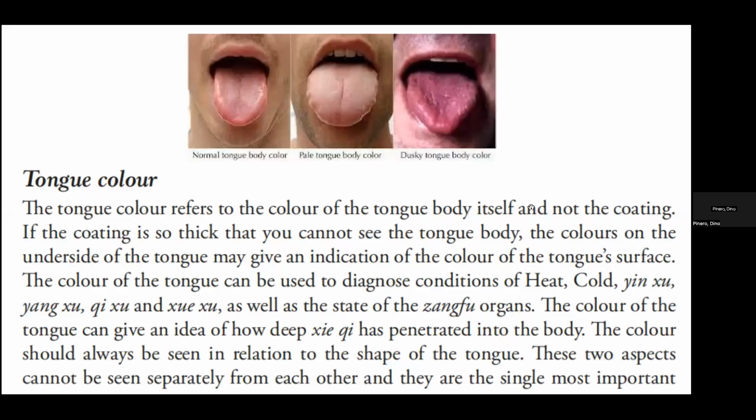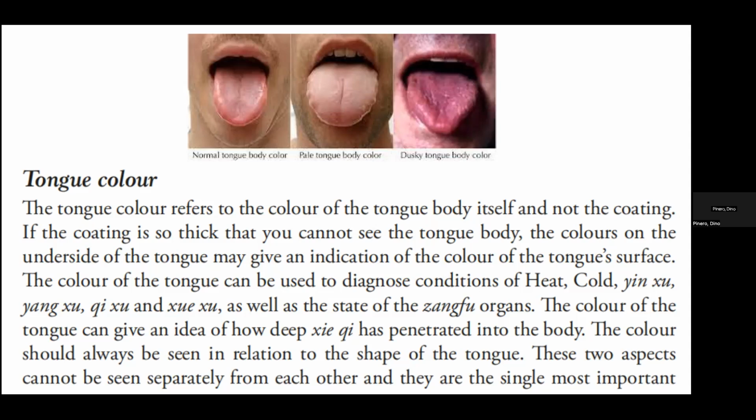So, first, after pulse diagnosis, the next thing we need to learn is tongue diagnosis. So first here, we have the tongue color. It says here that the tongue color refers to the color of the tongue body itself and not the coating. So we have to learn first that the tongue body has coloration, and at the same time, on top of it, there is a coating. So we have to distinguish the overall color of the body of the tongue and the coating on top.